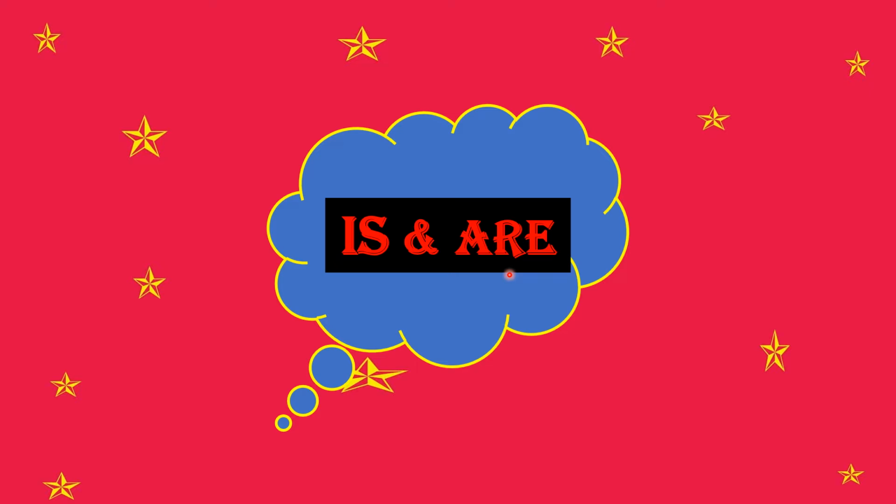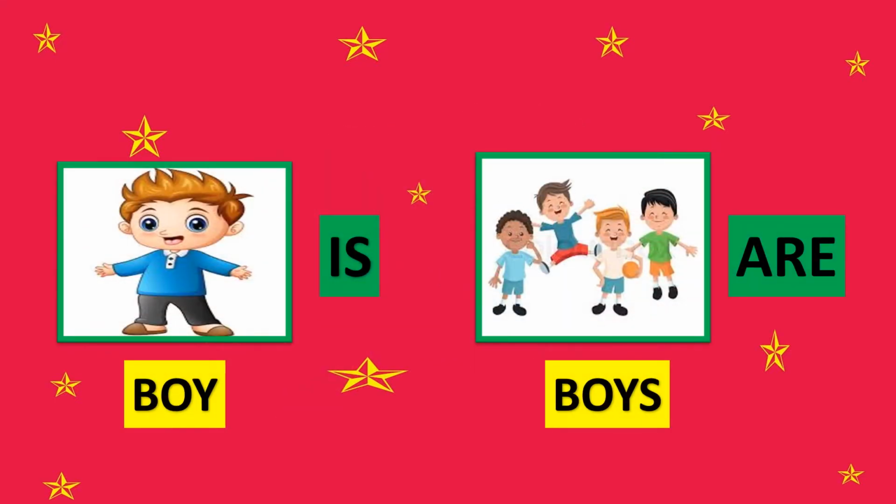How? Come, I will show it to you. Let's go to the next slide. So children, look at these pictures. Okay, let us look at the first picture. Okay, how many boys are here, children? One, isn't it? Only one boy.